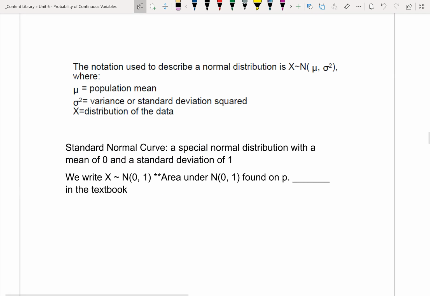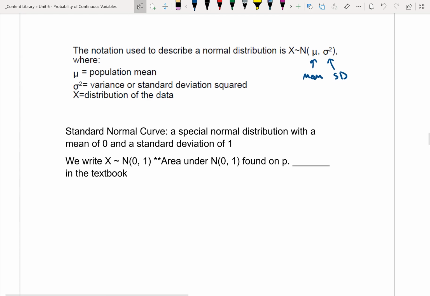The notation that's used to describe a normal distribution is X approximately N, and then mu, comma, variance, or standard deviation squared. Again, standard deviation squared just means variance. And X is just referring to the distribution of the data. So all this is saying is that the distribution is normal, and it tells us in brackets what our population mean is and what our standard deviation is, because those are the two things we need to help us figure out the percentages or probability.